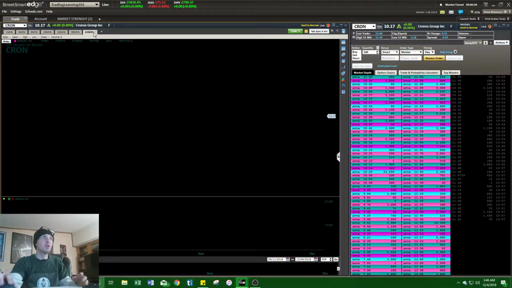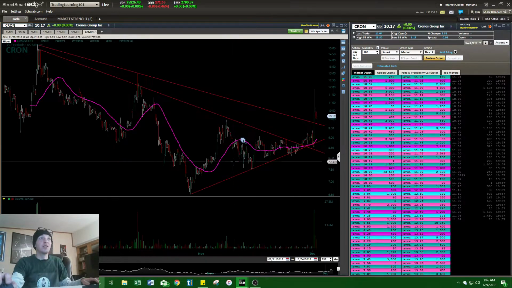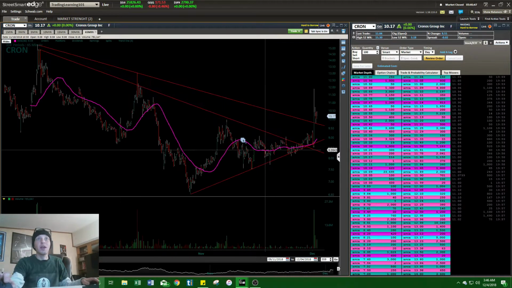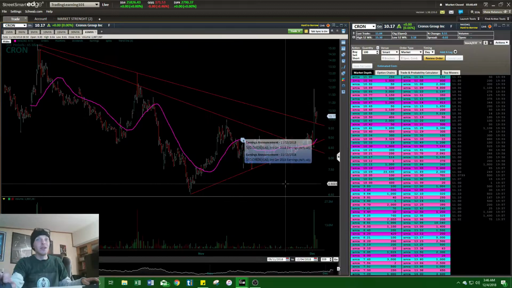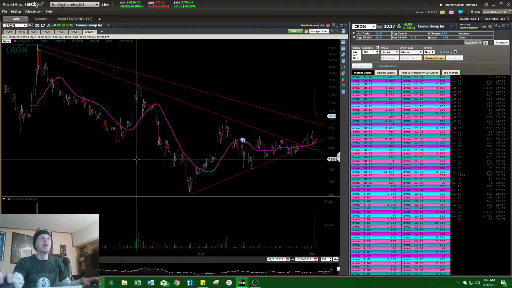And sometimes when you zoom out and look, you get a better picture of where support areas and resistance levels are. You can actually see if the stock is trending up, if the stock's trending down. I highly recommend looking at the market in as many different time frames as possible.